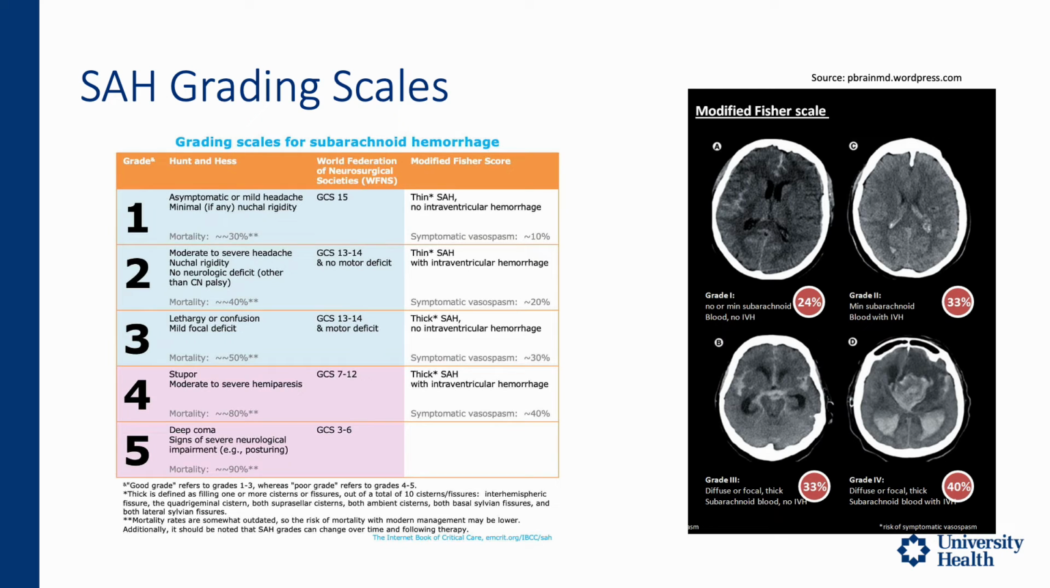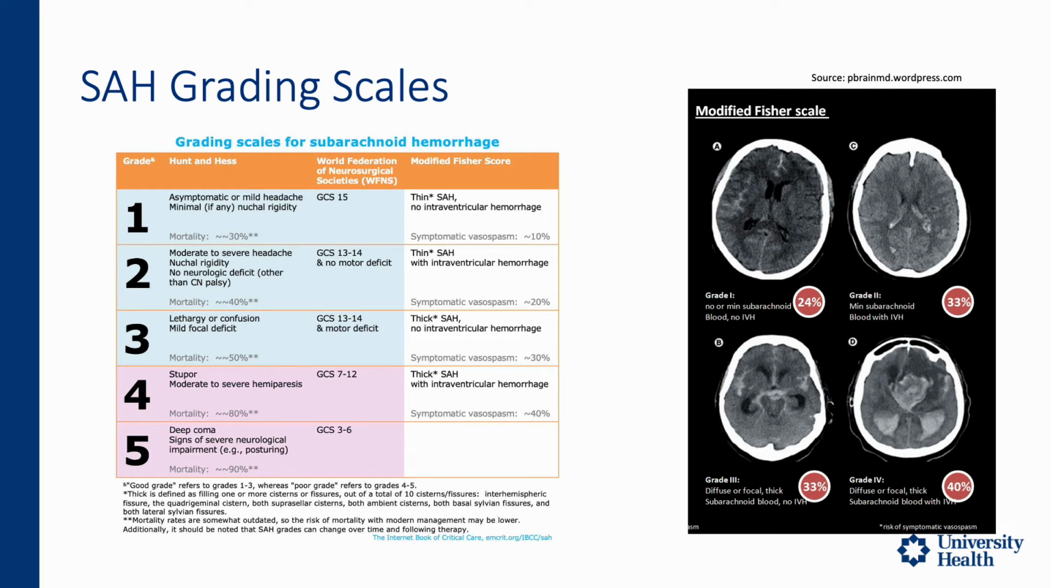So subarachnoid hemorrhage grading scales, I kind of wanted to discuss a little bit about that. So the subarachnoid hemorrhage severity is expressed using various scores. Usually the Hunt and Hess score is the one that we use more widely.